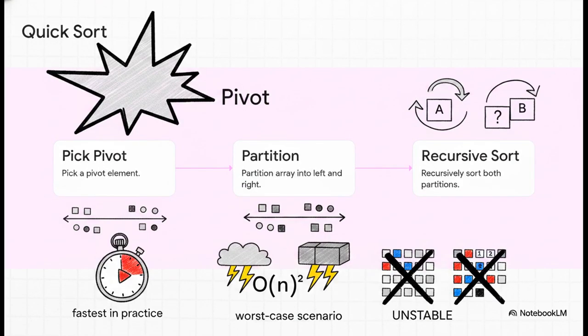Then we have quicksort. The idea here is to pick a pivot element, partition the array into elements smaller than the pivot on the left and larger on the right, and then recursively sort both sides.